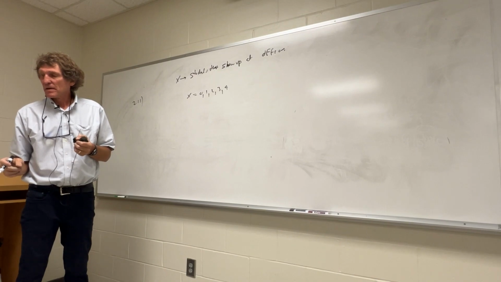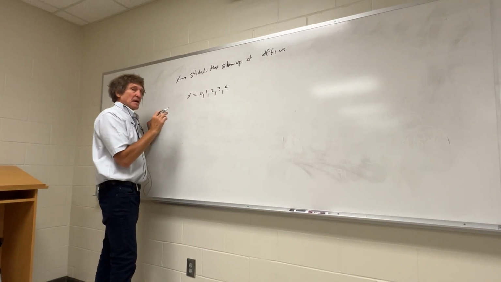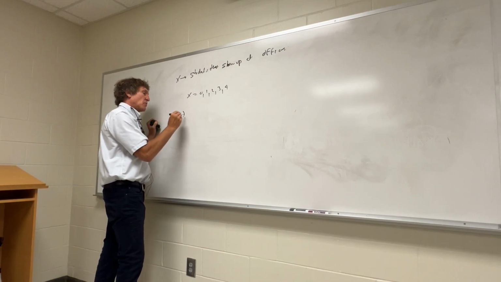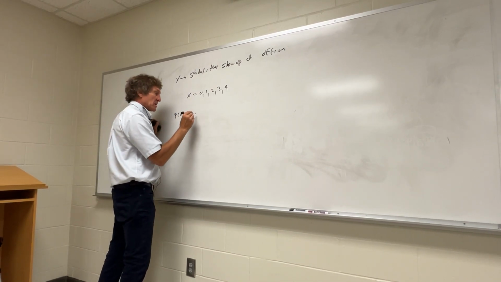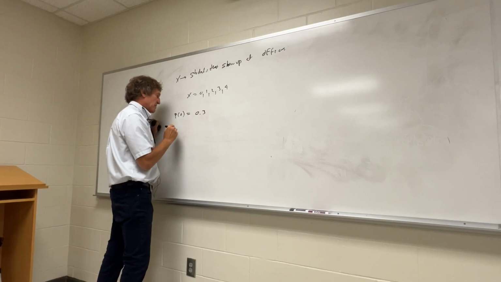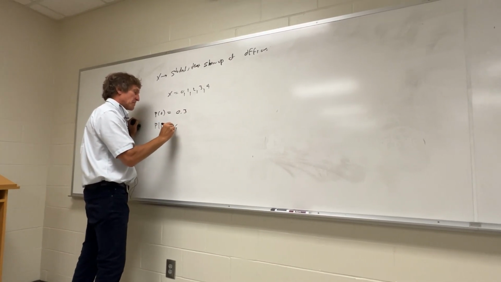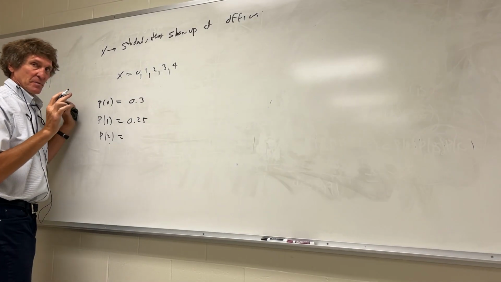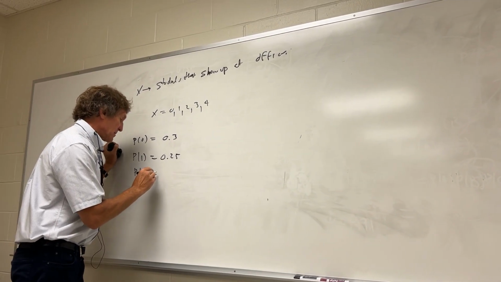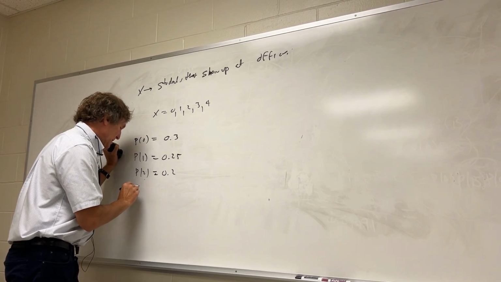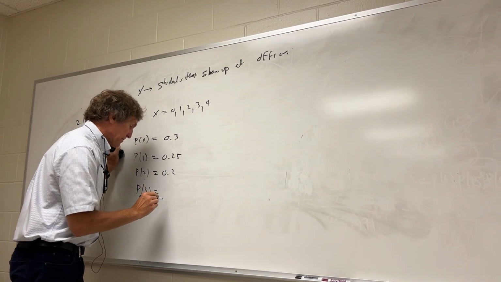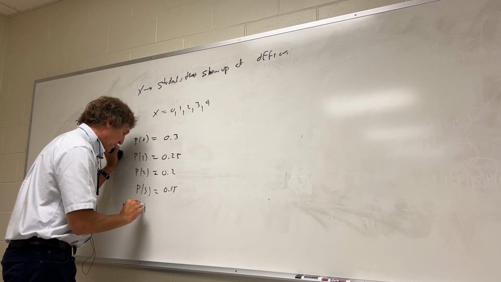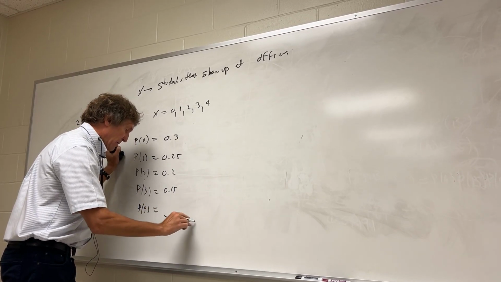And then the probability of 0 is 0.3. Now, these are actual probabilities. So the probability of nobody showing up is 0.3. Probability of one person is 0.25. Probability of exactly 2, by the way, not 2 or less, is 0.2. Probability of exactly 3 equals 0.15, and probability of 4. That's the first thing I want you to find.